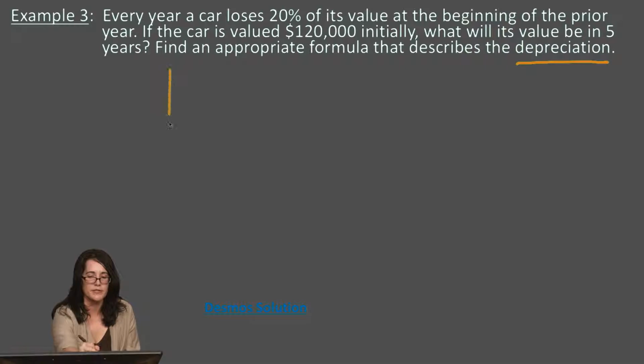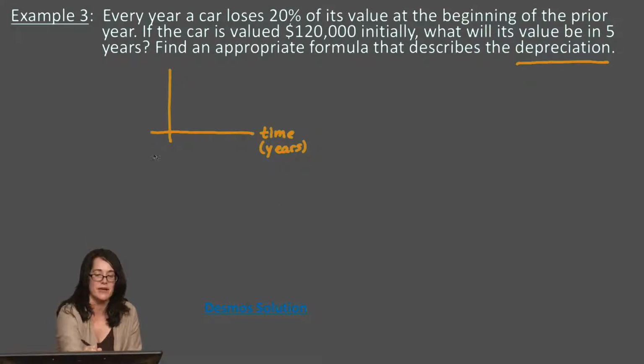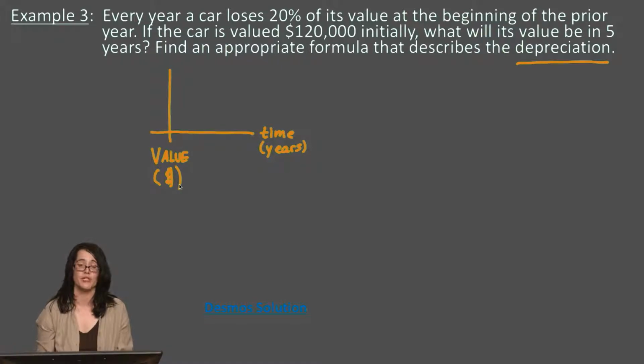Visually, I like to usually do a depreciation problem by looking at a little x and y axis, where my x-axis is my time. In this case, it looks like it's in years. And my y-axis is my value. So I'll use V for value. Value here is in dollars, right? And it's going down because it's depreciating. Okay, so let's take a look at where we start.